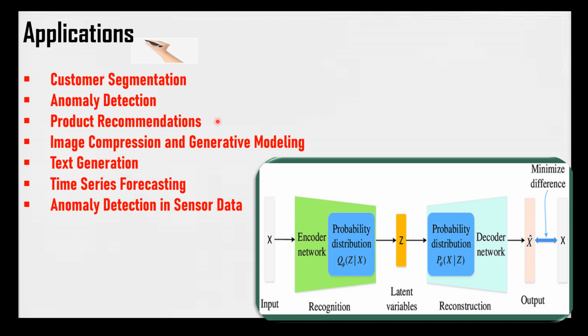Then it can be used in product recommendation. So by analyzing user interaction with the product catalog, it can learn the relations between the product and the user, and this knowledge can be used to generate personalized product recommendations, improving user experience and driving sales.